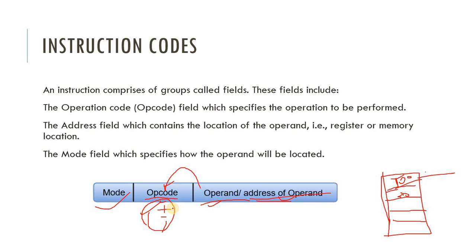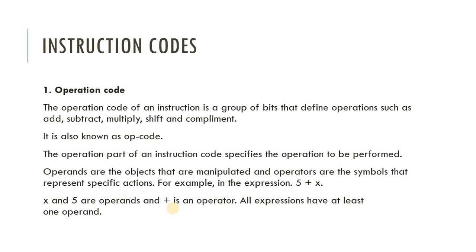So let's start with the first, which is the operation code. The operation code of an instruction is a group of bits that defines the operation such as add, subtract, multiply, shift and complement, any micro operation that you want to perform on the data. It is also known as the opcode. The operation part of an instruction code specifies the operation to be performed. The operands are the objects that are manipulated, and operators are the symbols that represent the specific action.